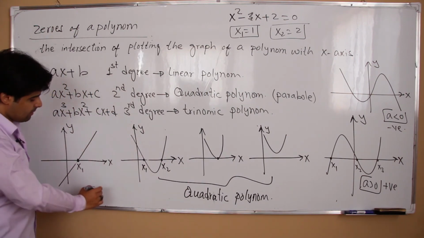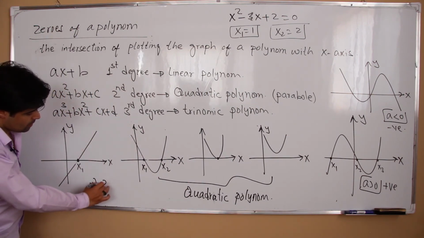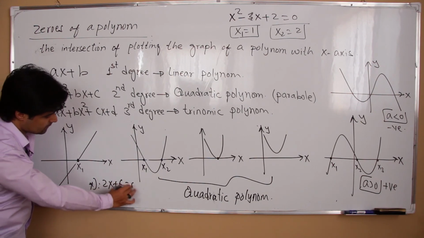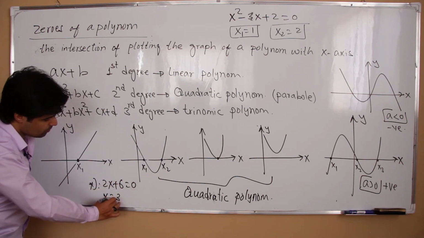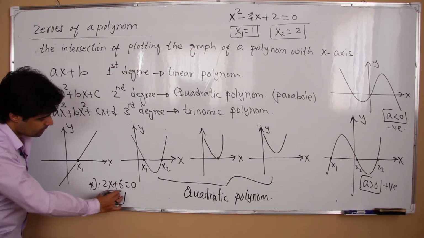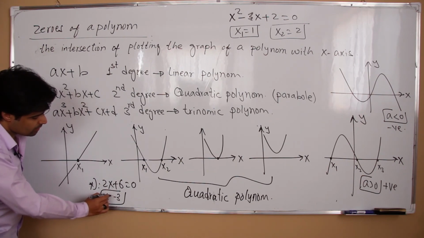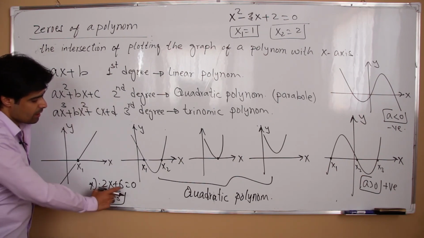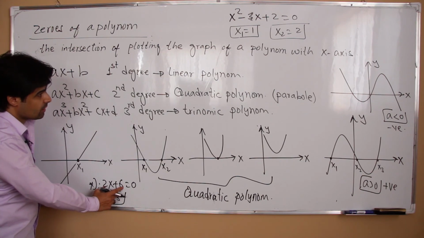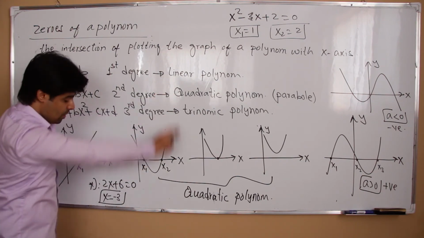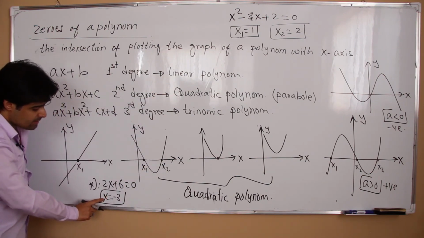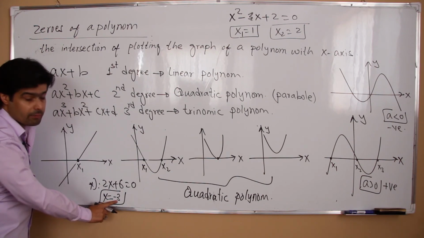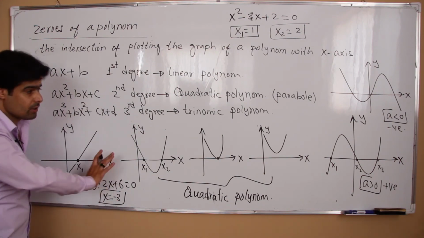If we have, for example, 2x plus 6 equal to 0, now you will find the answer x is equal to minus 3. What does it mean? It means if you plot this first degree polynomial, which is a linear polynomial, it will intersect the x-axis at which point? At minus 3. I think you have got it.